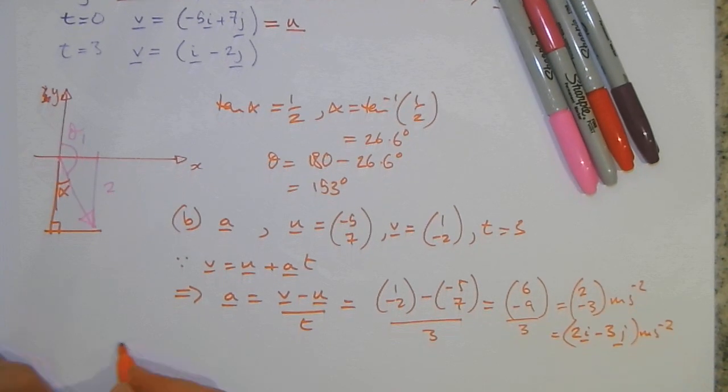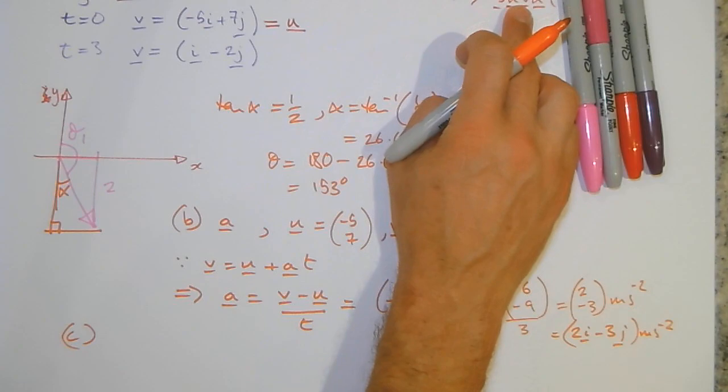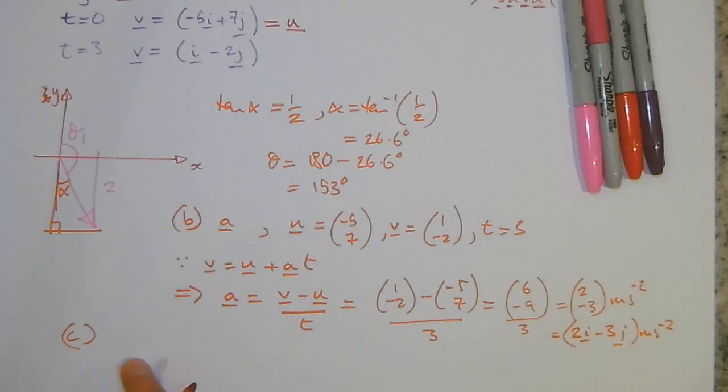Right then, part C, the magnitude of the force. SUVAT, constant acceleration, forces. There's only one rule we have that links force and acceleration. Newton 2. Vector, vector, scalar. So the force is, in the question it says 2 kilograms, the force is going to be 2 multiplied by 2, minus 3, so 4, minus 6.